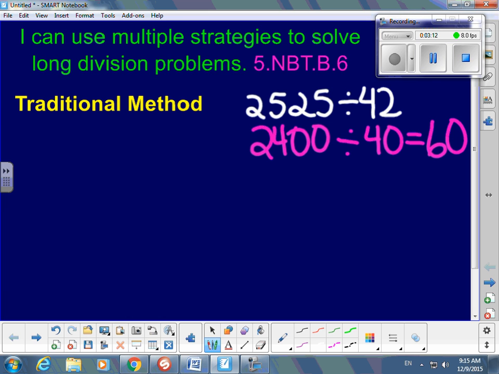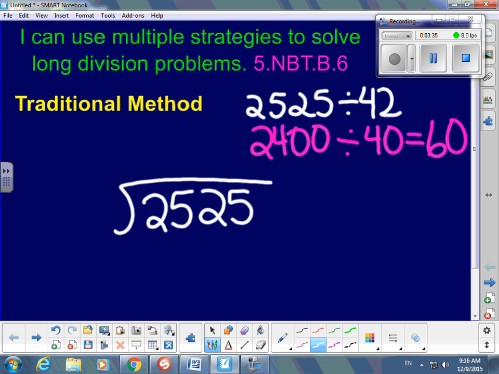Very nice job. So what does our estimate tell us about this division problem? What does it tell us? Marin? The answer is going to be somewhere around 60. Very nice job. All right, so let's do this. Ready? So remember that we're doing the traditional method. So we're going to write our dividend, and we're going to write our divisor. Go ahead and copy that down.